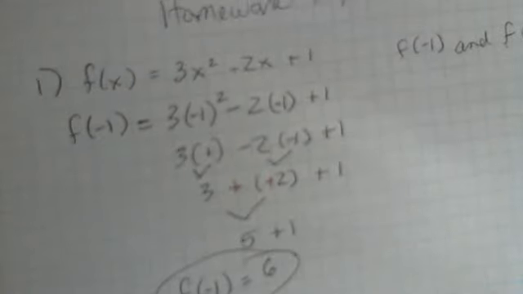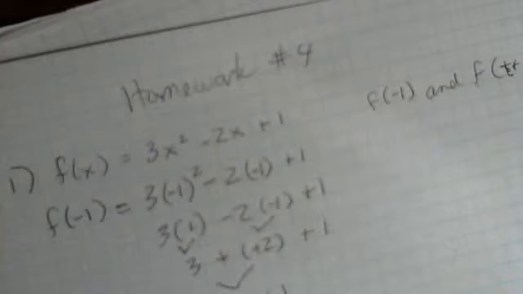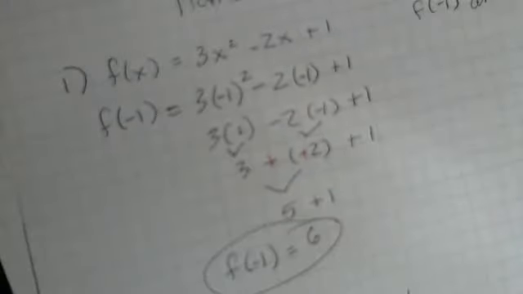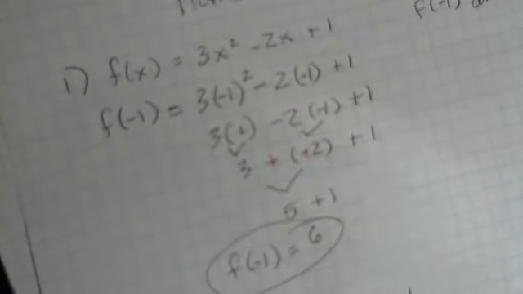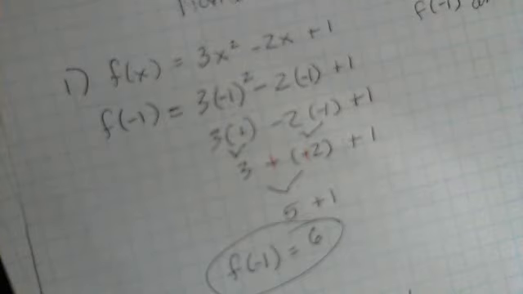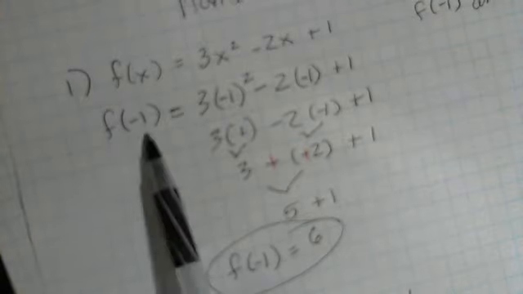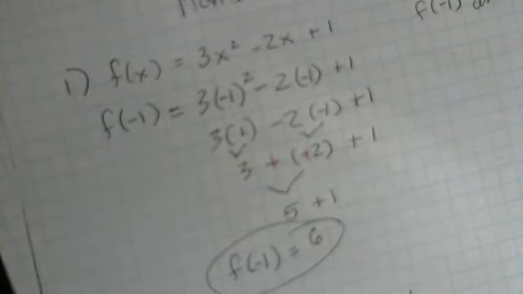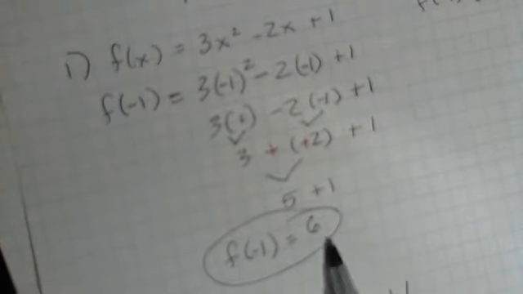Alright, this is Math 122. This is homework 4. And I'm now going to show you how to do part 2 of problem 1. We did part 1 already, where we input -1 for the value in place of x. And when we did the function of -1, we came up with the answer 6. Now we're going to input the value t plus 1 into the function.